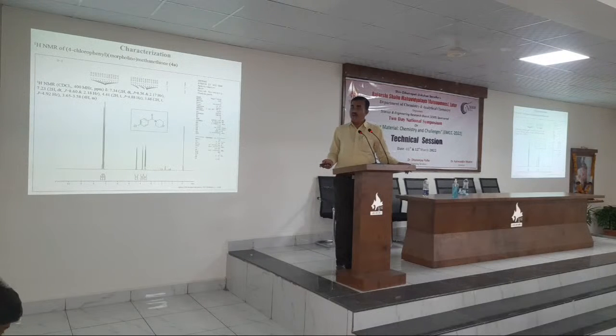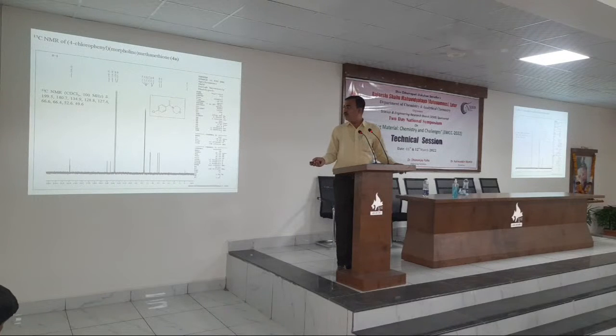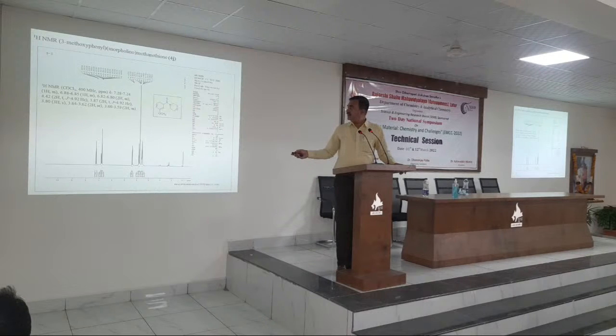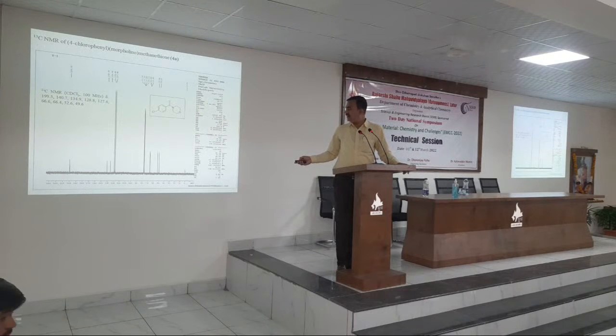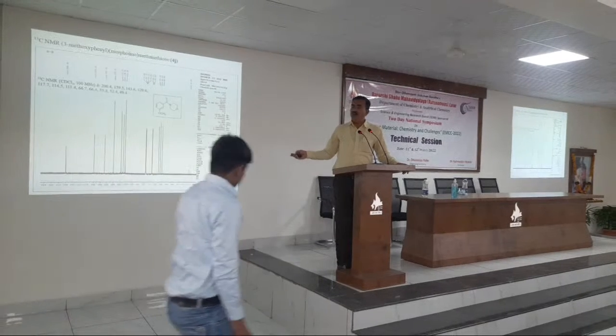Then what to do as an organic chemist? You have to do the characterization. We can't observe the structure of any compound with the naked eye. So we have to perform UV, IR, H1 NMR, C13 NMR, mass. If they are new compounds, then you have to go for these NMRs. So in this way you have to characterize it.